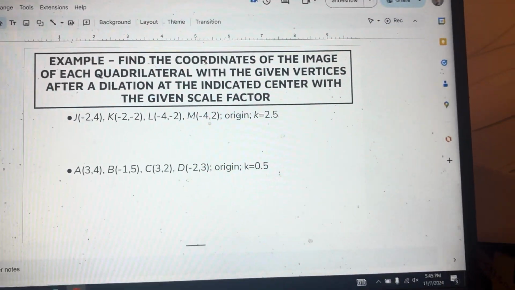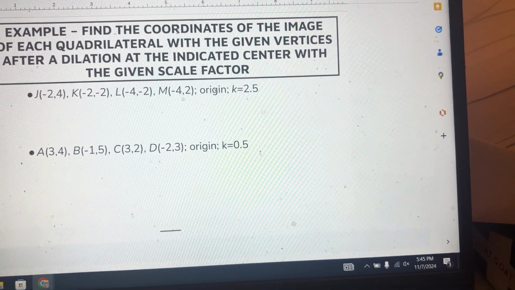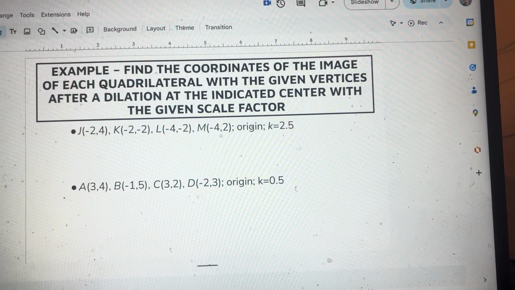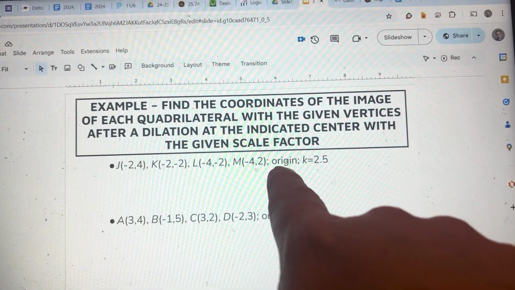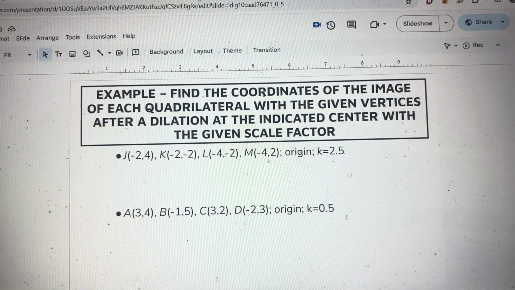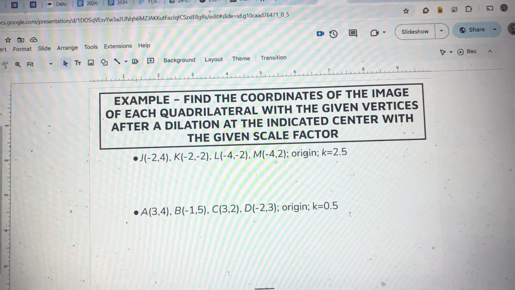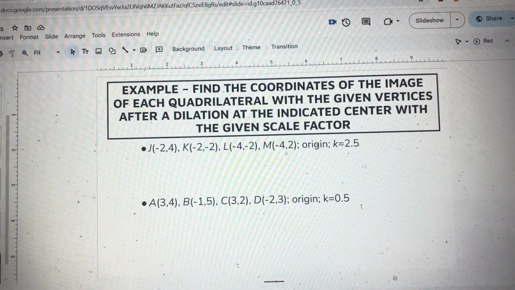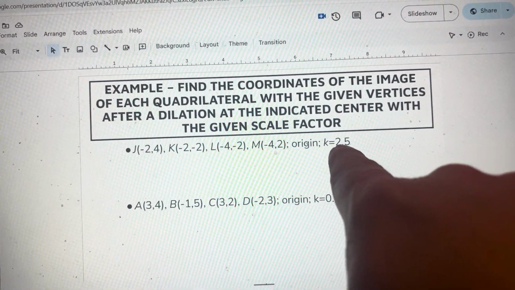So find the coordinates of the image of each quadrilateral with the given vertices after a dilation at the indicated center with the scale factor. Now, most of your stuff on the coordinate plane is going to be centered at the origin. It is possible to have one that's not centered at the origin. You just have to look for that convergence on your graph, and you can find that point. You should be able to measure sides and give the scale factor if you need to find the scale factor. So with this first one, you would just multiply everything by 2.5.